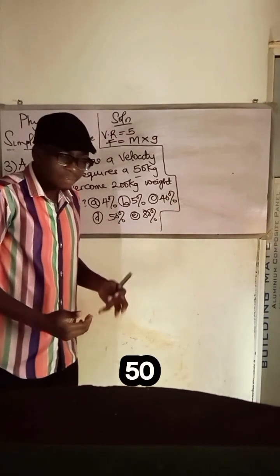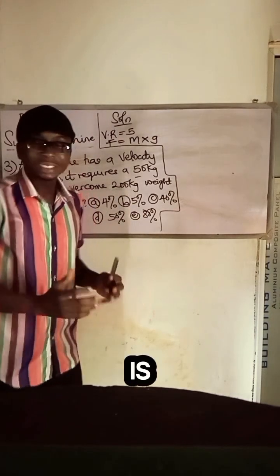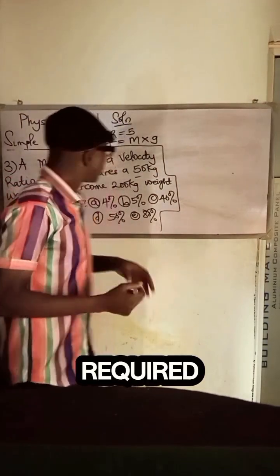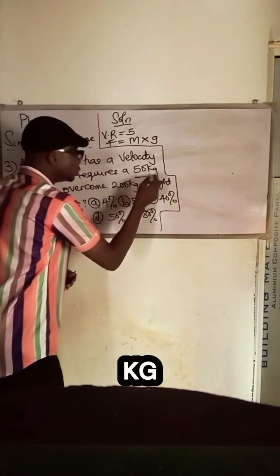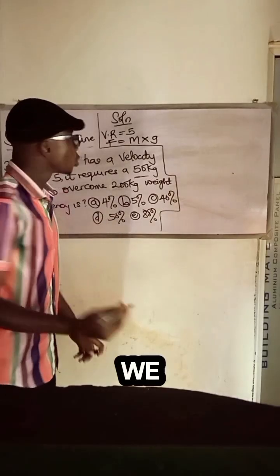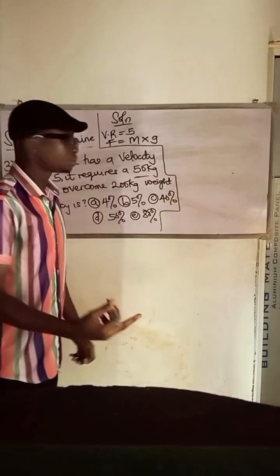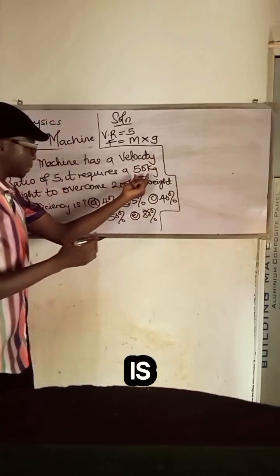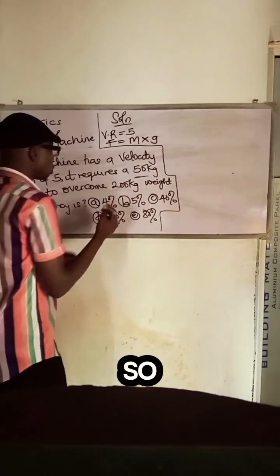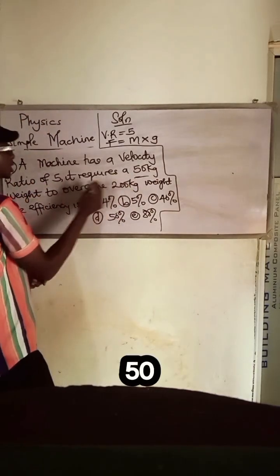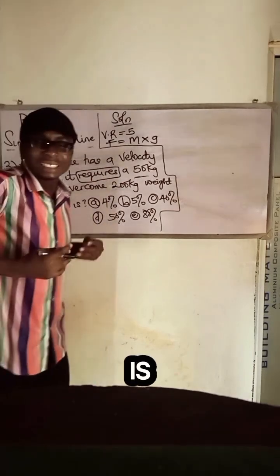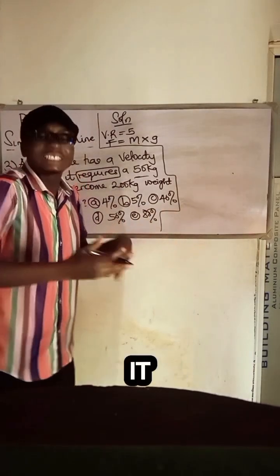It requires a 50 kg weight, which is the effort, the force required. But they give us 50 kg. We don't need it in kilograms. We have to convert it to force. And the formula for force is equal to mass times gravity. This is the mass. So, since they say it requires a 50 kg, this word is vital. It requires, which means it is the effort that it requires.